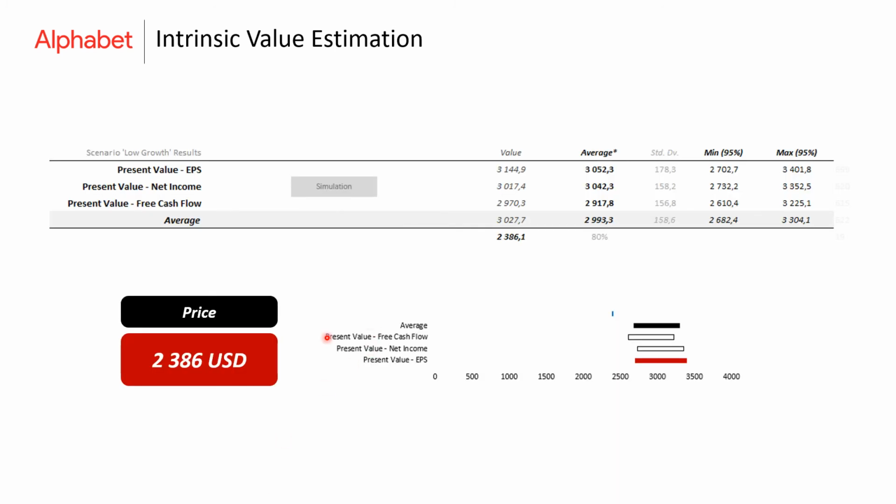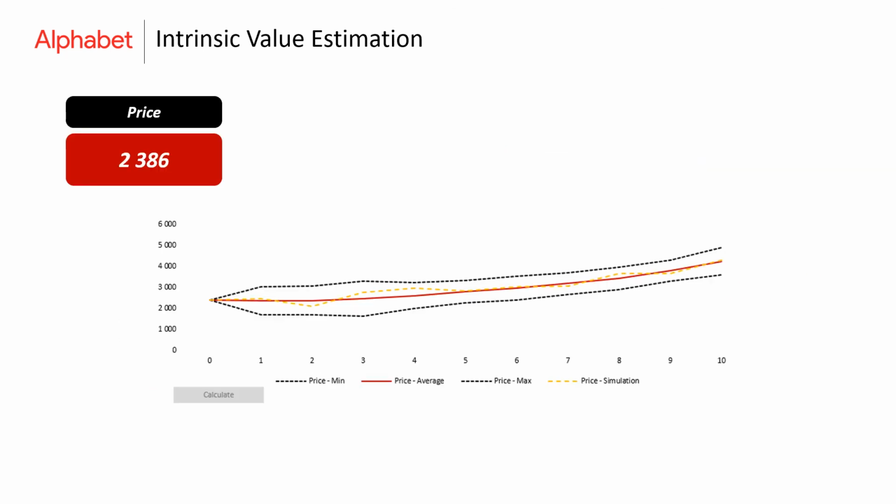Finally, the intrinsic value of the company is estimated around 3,000, as we can see here. And since this is a Monte Carlo simulation, it has a minimum value and a maximum value. So the current price is 2,386, which is below the minimum value estimated by the Monte Carlo simulation. In terms of price and based on the results and the ratios of the company, this is an estimation of the price over the next 10 years.